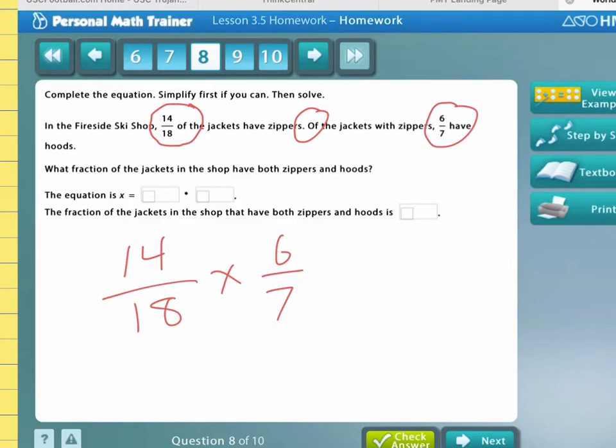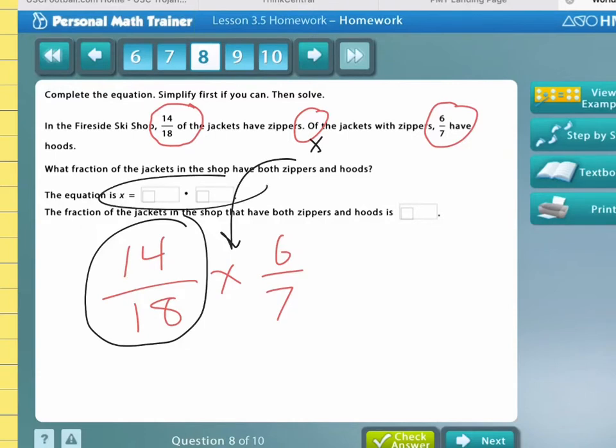In the Fireside Ski Shop, 14/18 of the jackets have zippers. So I've done 14/18 here. Of, you know that of means times, so I've made a multiplication product sentence here. 6/7 have hoods. What fraction of the shop have zippers and hoods? So you're going to multiply 14/18 by 6/7, and that's your equation there.